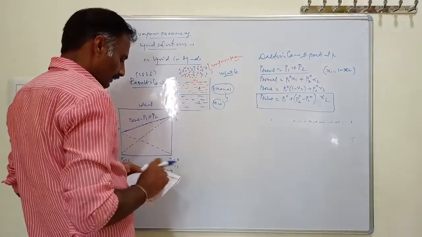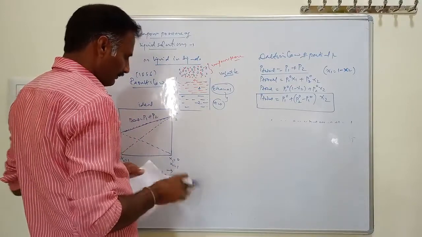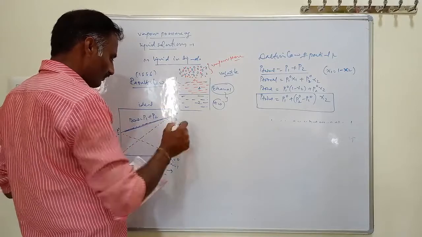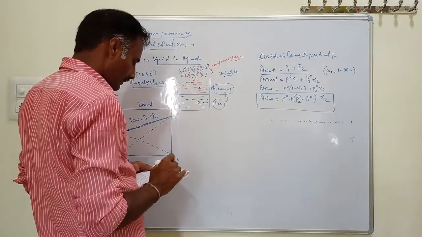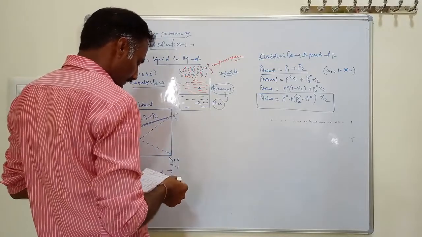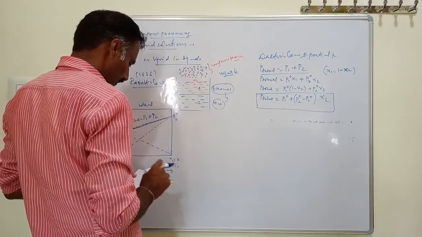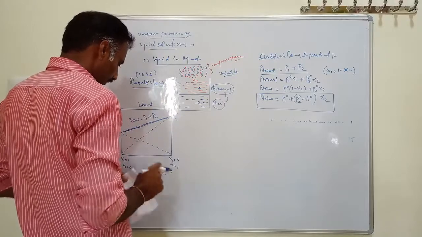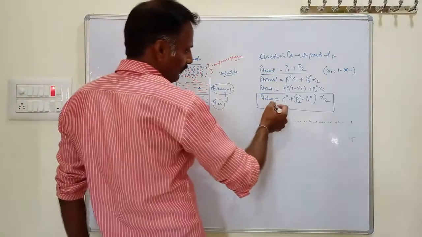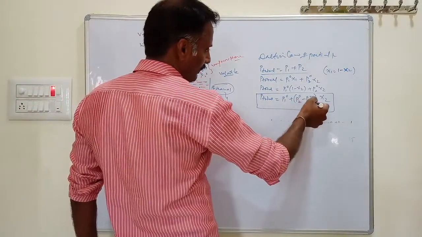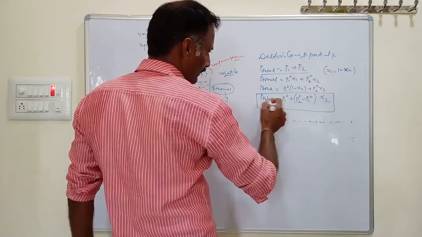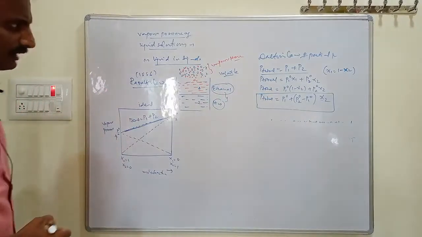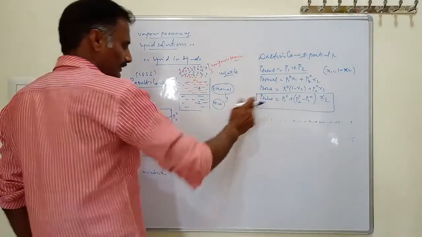One is the total vapor pressure of the solution. The total vapor pressure of the solution in the vapor phase can be expressed based on the mole fraction of any one component in the solution. According to this, P total is equal to P1 naught x1 plus P2 naught x2. This P total mainly depends upon the mole fraction of any one component in the solution. This is the first conclusion drawn from this expression.